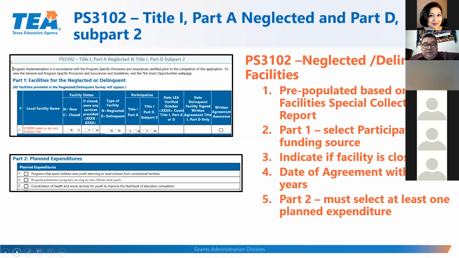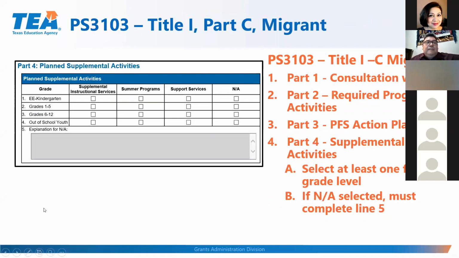Part 2 are just check boxes. What are your planned expenditures for these programs? You can check one or more, but you have to have at least one selected in order to complete this schedule. And the next one, of course, is your Title I, Part C migrant. If you have migrant funding, you'll see this schedule to complete it.